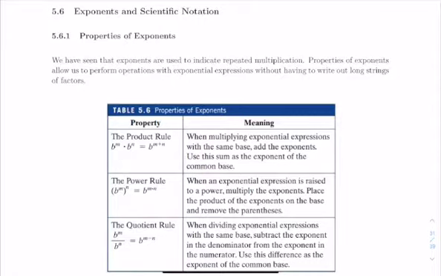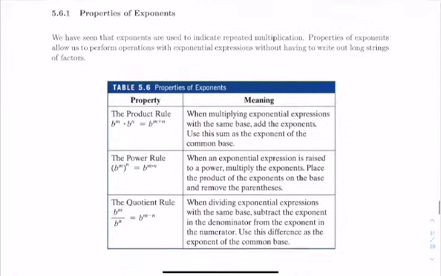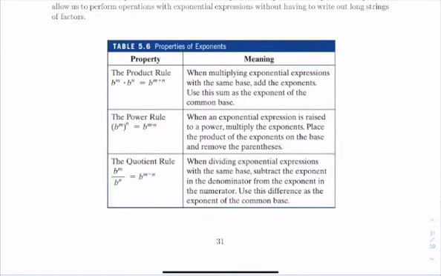The first rule we're going to look at is the product rule. This just says when multiplying exponential expressions with the same base, we add the exponents. We use the sum as the exponent of the common base. So whenever you multiply, you add the exponents.